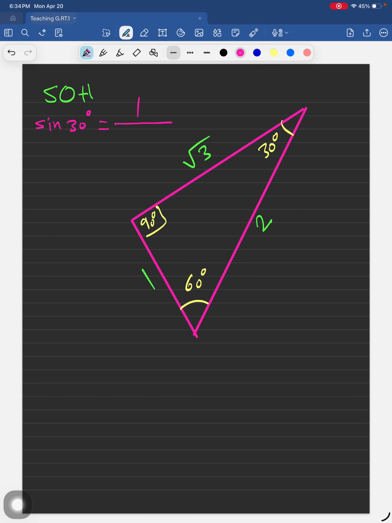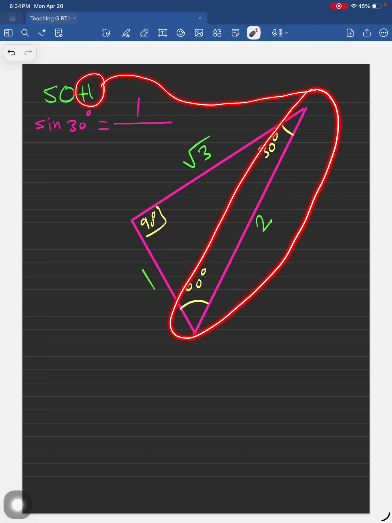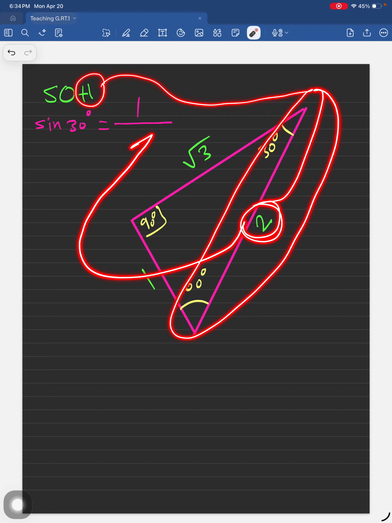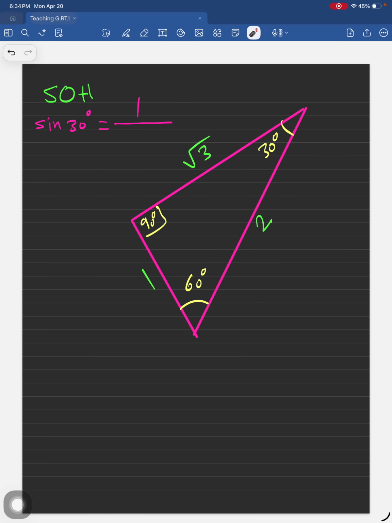Now for the second one, which is the H, the hypotenuse. Here is the hypotenuse. We take the 2, as the hypotenuse, and write it down here in the denominator. So we can say the sine of 30 is the opposite divided by the hypotenuse, which is equal to 1/2.